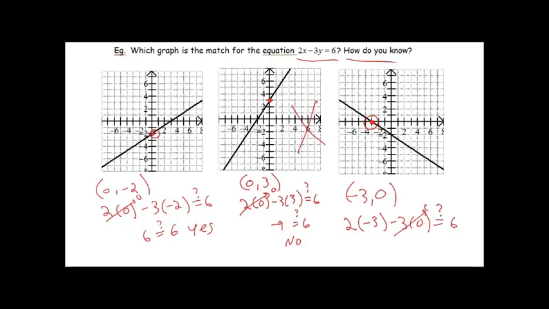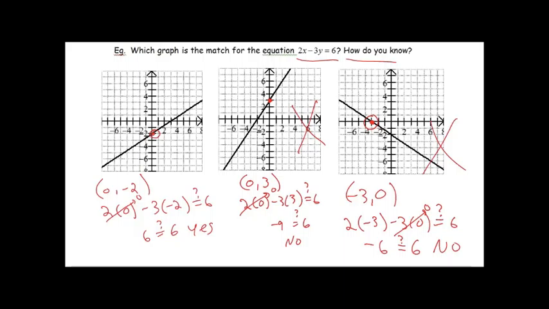So this whole thing goes away. 2 times negative 3 is negative 6. Does that equal 6? No way. This one, that point does not work for the equation that's given.